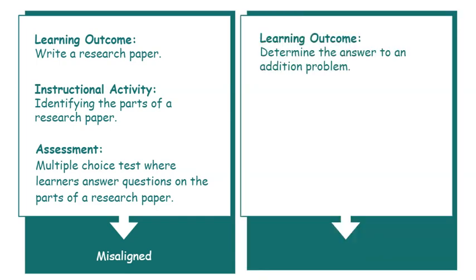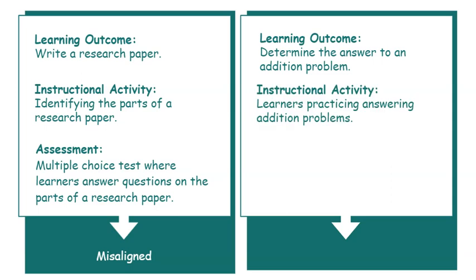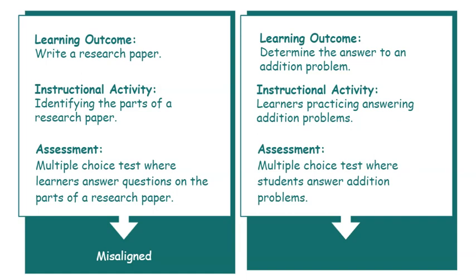Let's say that your learning outcome is to determine the answer to an addition problem. And for the instructional activity, you have the learners practicing answering addition problems. And then for the assessment, you have a multiple choice test where students answer addition problems. What you want to ask yourself: does the instructional activity and does the assessment align to the learning outcome? So for the instructional activity, they're practicing answering addition problems. So they're getting that practice in. In the assessment, they have to determine the answer to those addition problems. So this would be aligned.